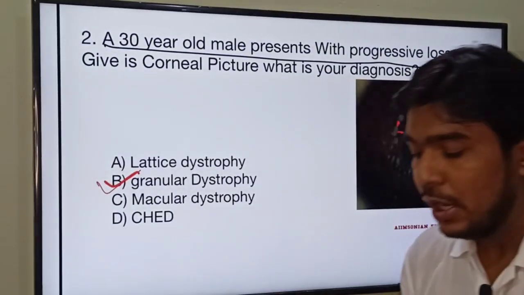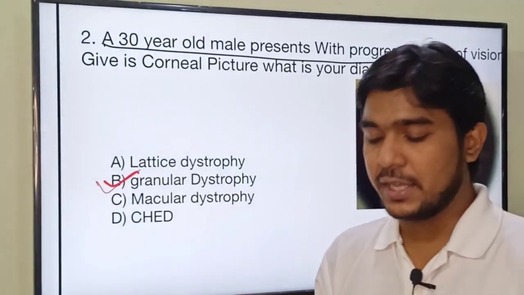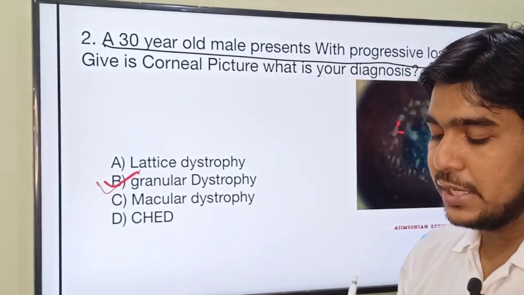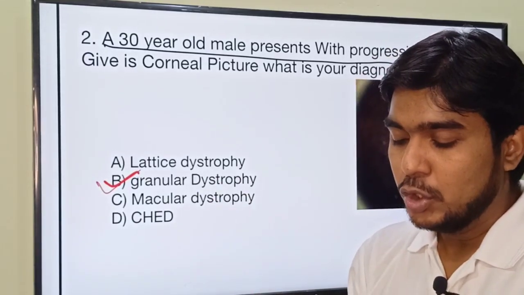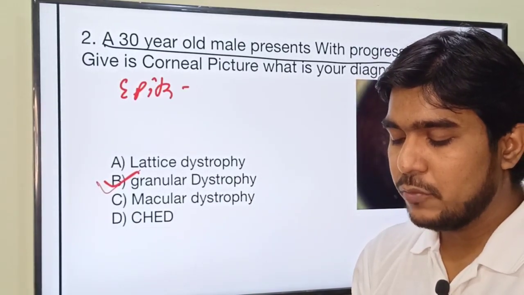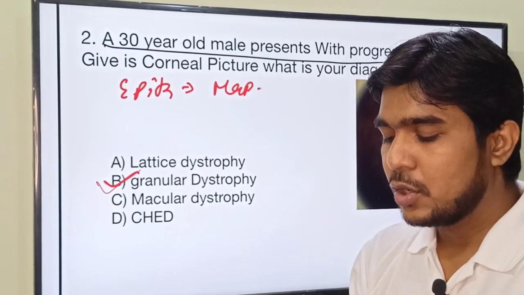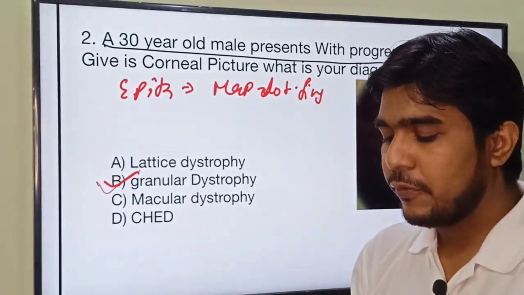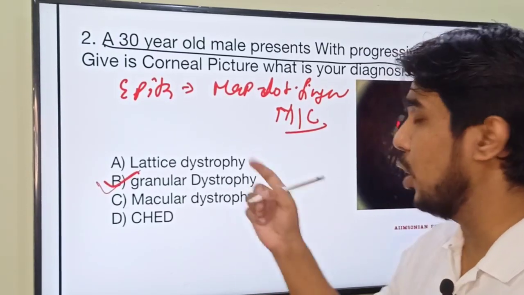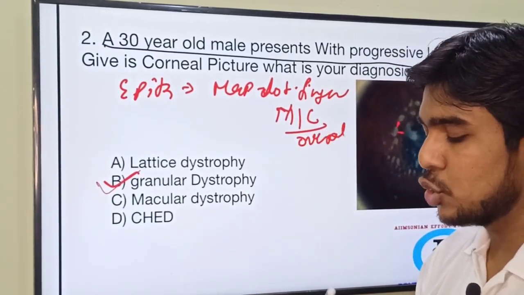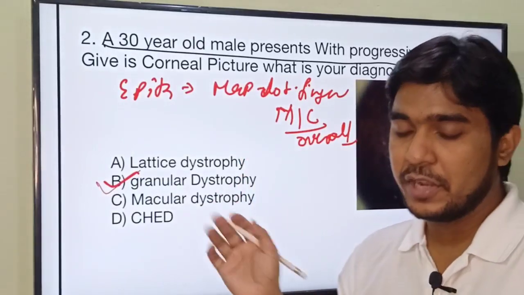Okay. Now let me revise all these things. The first important thing is that we can have different types of opacities and dystrophies. There is the epithelial dystrophy, which is the map dot fingerprint. It is the most common dystrophy overall.